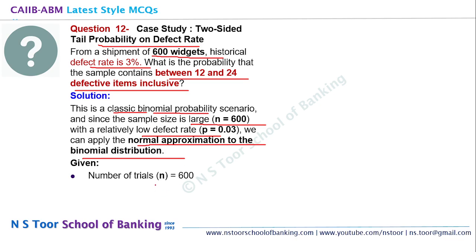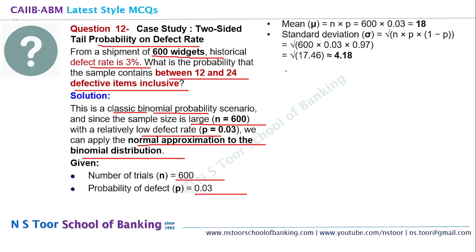So what is the n here? The number is 600. So n is equal to 600. What is the probability of defect? The defect rate is 0.03. It means 3%. So what is the mean? Mean is equal to n into p. What is n? n is 600 here. What is the probability? Probability is 3%, that is 0.03. So what is the mean in this case? Mean will be 18.